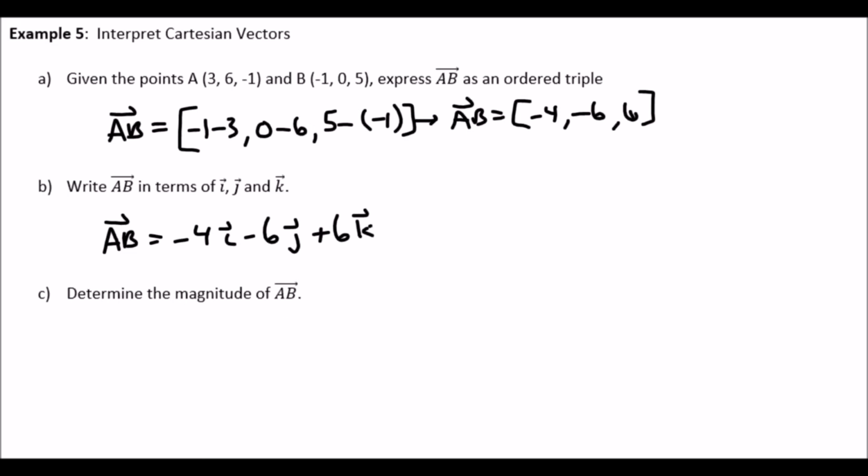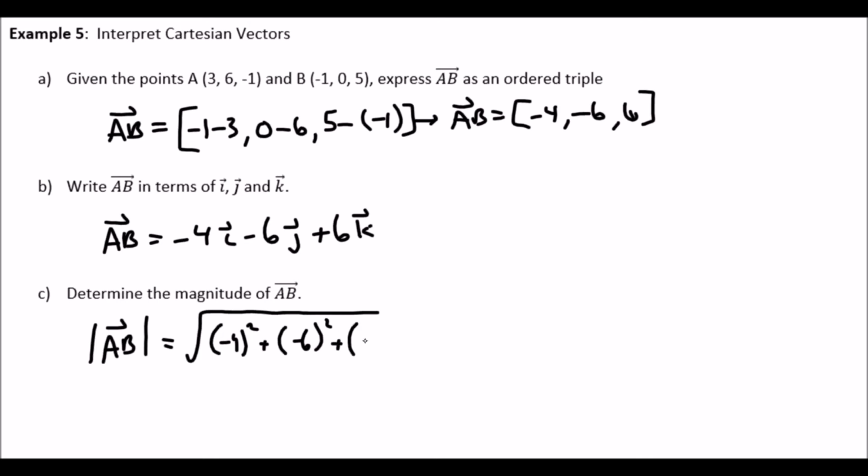In terms of the magnitude of AB, so to do the magnitude of AB, I square and sum, so negative 4 squared plus negative 6 squared plus 6 squared. So here, if I do that, 16 plus 36 plus 36, this is going to give me the square root of 88. If I wanted to simplify that radical, it really would be 2 root 22.